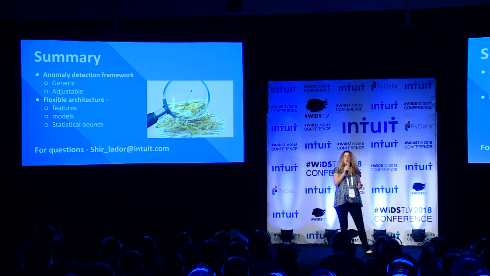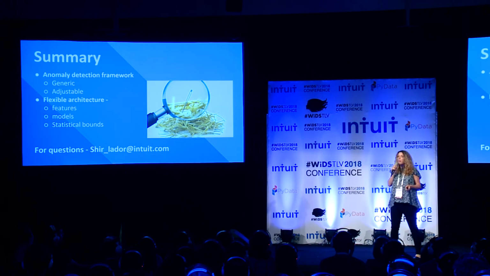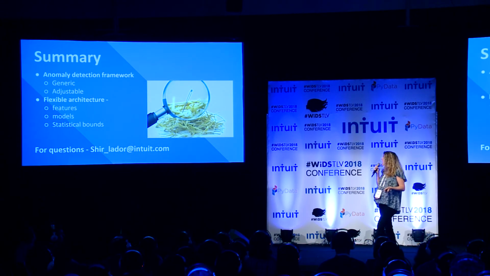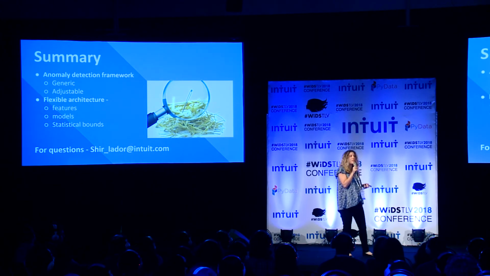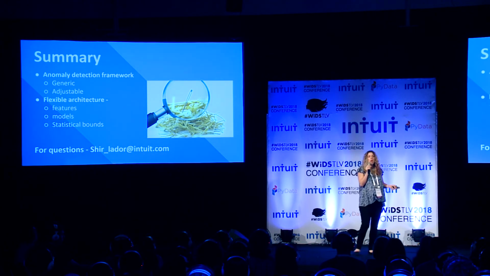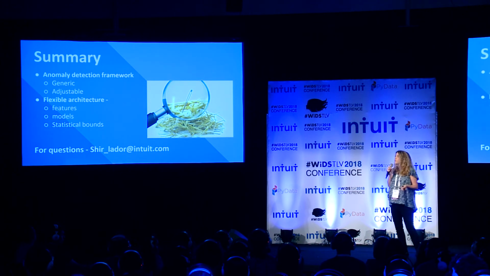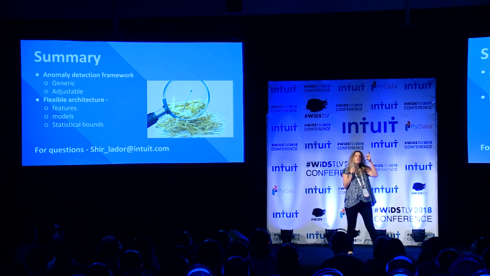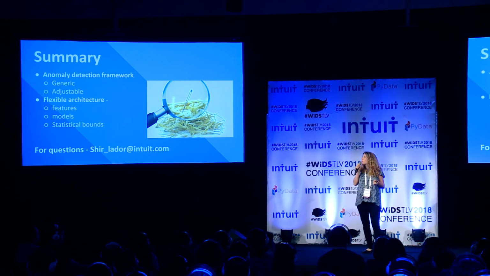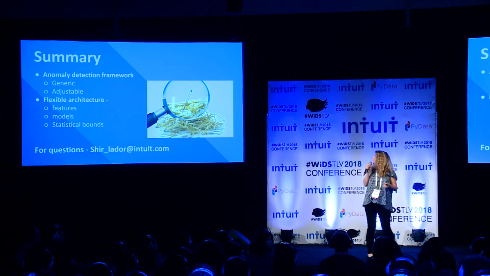So to summarize, we saw an anomaly detection framework which is generic because it uses many models and many combinations of features, and also adjustable because it fits itself every day. Also, we have a flexible architecture. You can plug different types of features, different types of external data sources, and also different types of models into the system. And we saw how to derive statistical bounds to flag anomalies in real time.